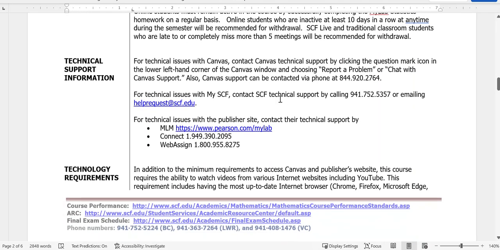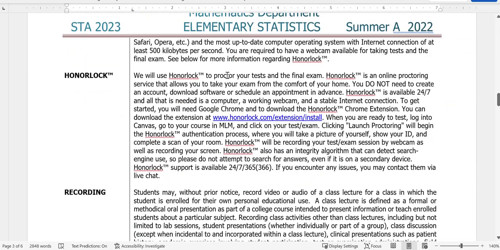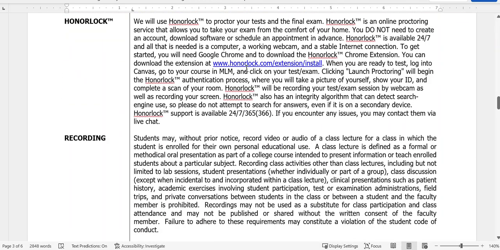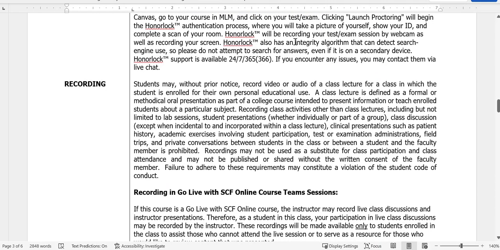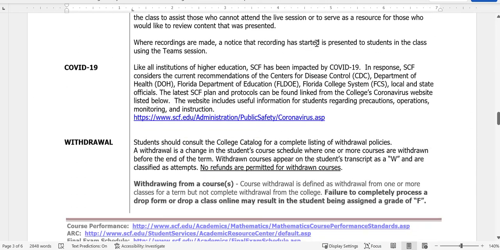Technical support, you can read that. Technology requirements. Honorlock, again, we will use Honorlock for some of the exams. That's the best I can tell you right now. How many exactly? I don't know. It's 3, 4 of them, at least 2. I can tell you that, at least 2. Okay, probably 3. Recording, you can use that. My videos are online, so basically the stuff I talk about is recorded, and this video is recorded.